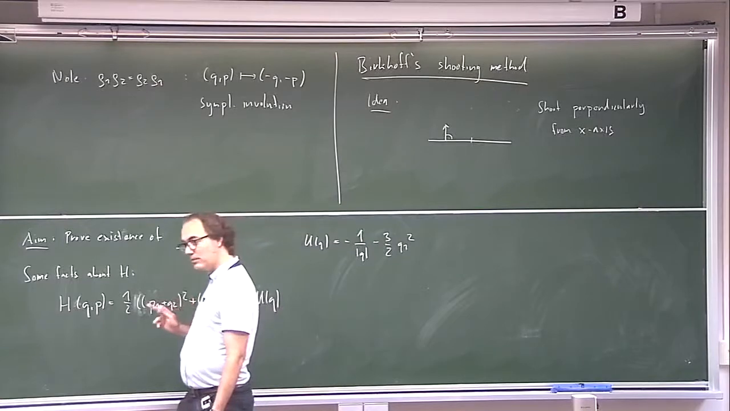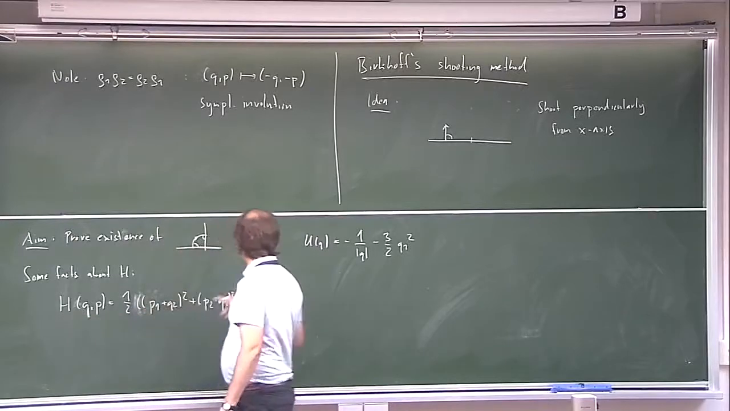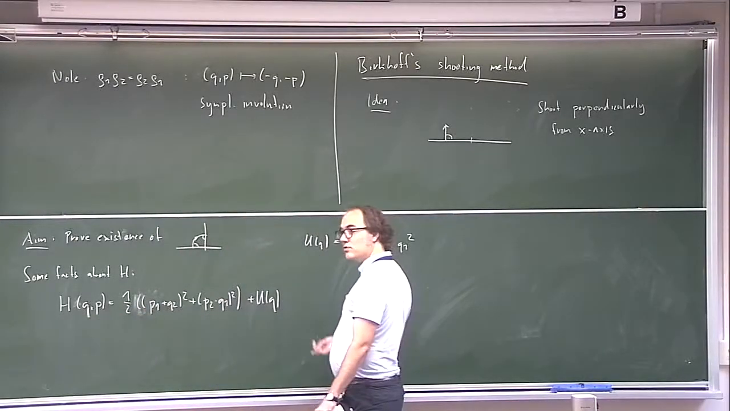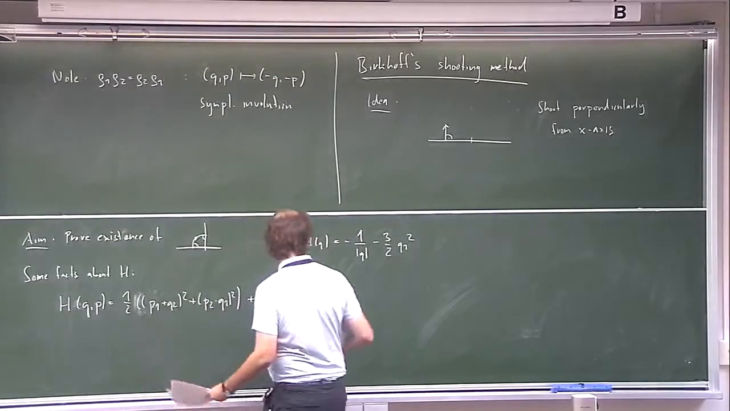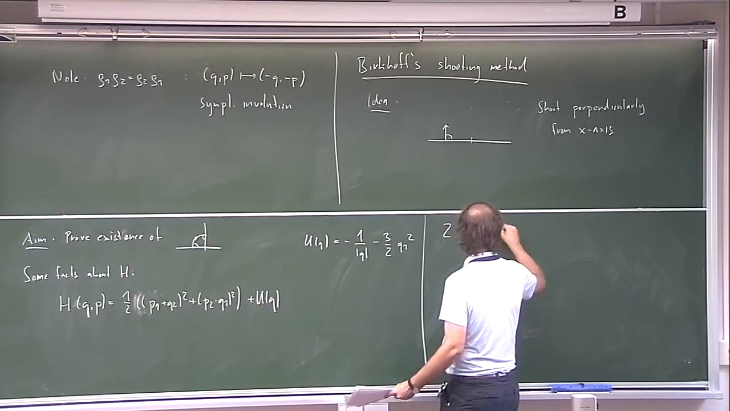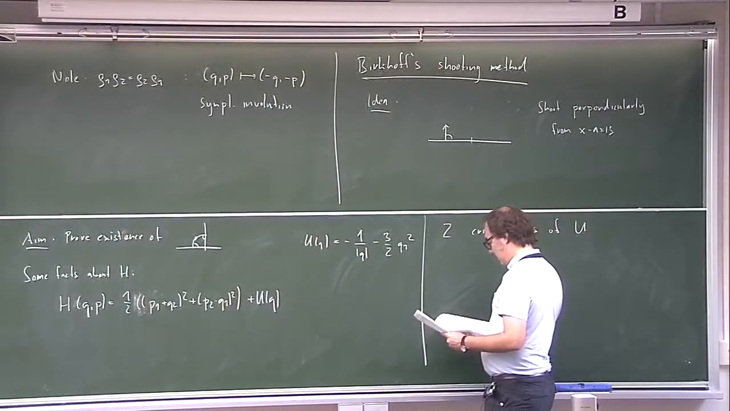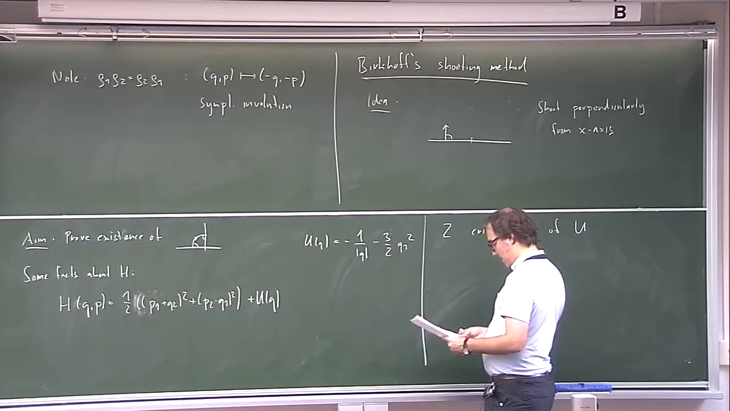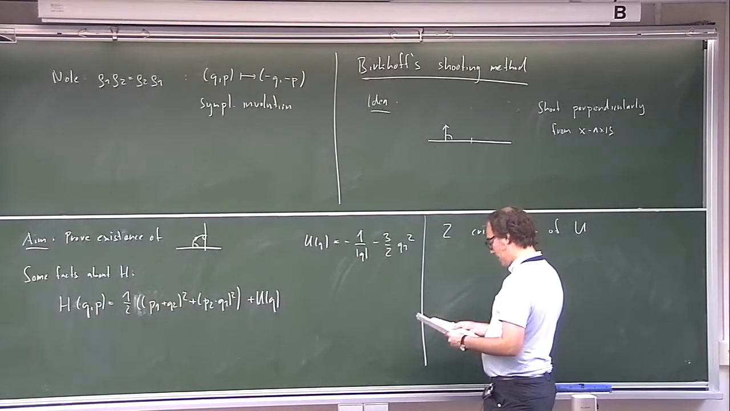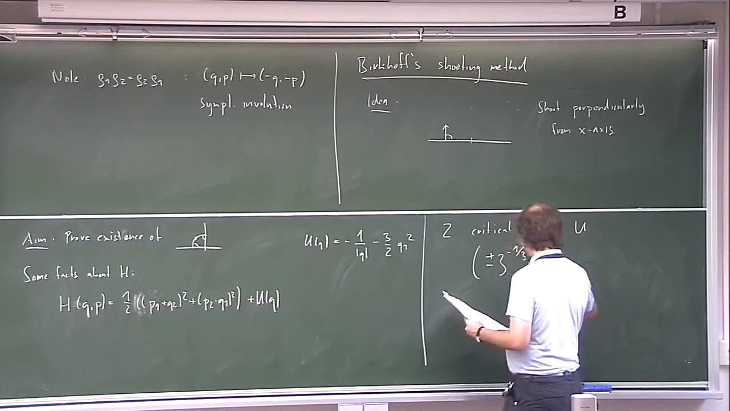So in the restricted three body problem, we had five critical points. And again, here the critical points of H correspond to the critical points of U, but there are just two left. There are two critical points of U, and these are at plus minus 3 to the minus 1 over 3, 0.